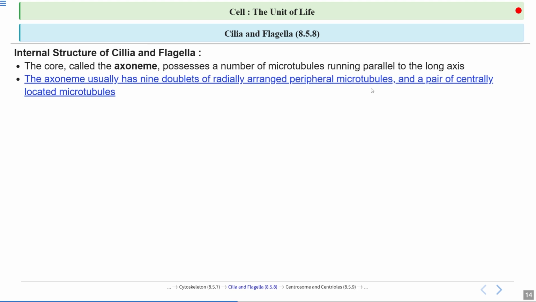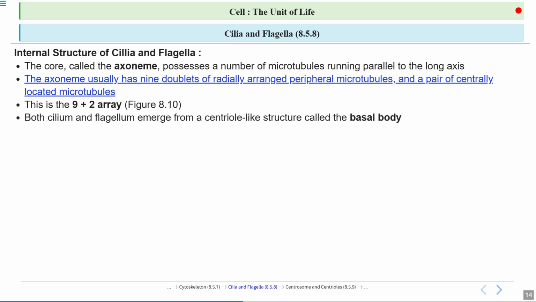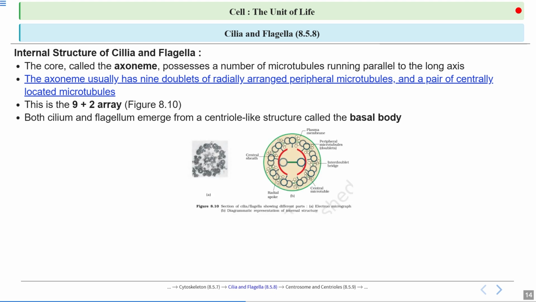Now the axoneme usually has 9 doublets of radially arranged peripheral microtubules and a pair of centrally located microtubules. This is known as the 9+2 array. Both cilium and flagellum emerge from a centriole-like structure called the basal body. Here you can see the structure of the axoneme. You can see the 9+2 arrangement here.